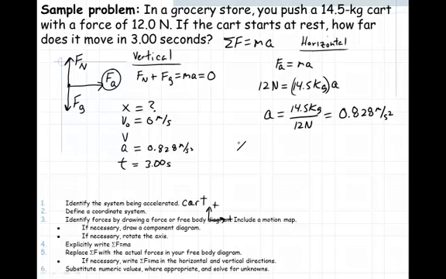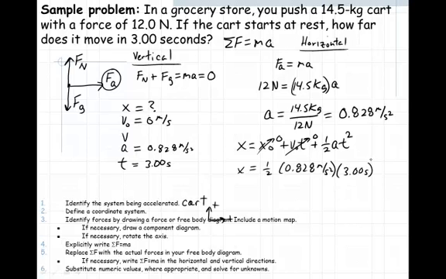So our equation would be x is equal to x initial plus v initial t plus 1/2 at squared. This part goes to 0 because initial position is 0, initial velocity is 0. So we're just solving for x is equal to 1/2 at squared. We plug our values in. And we get a value of 3.73 meters.